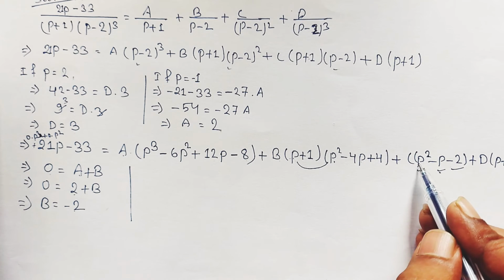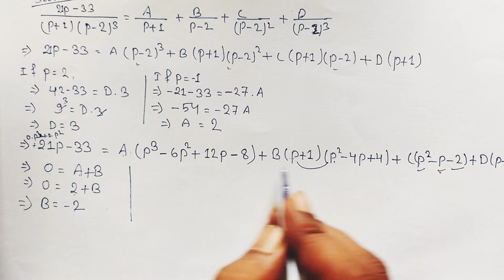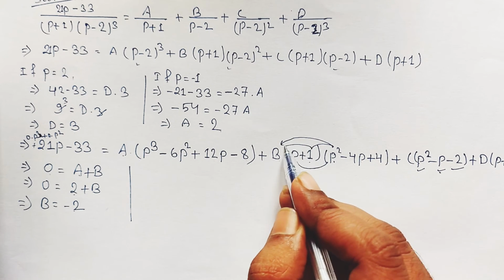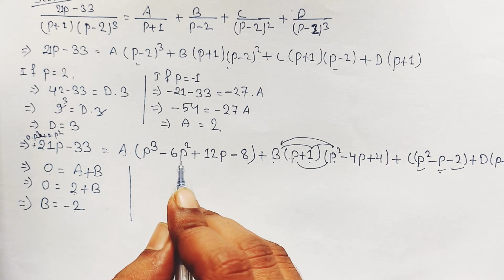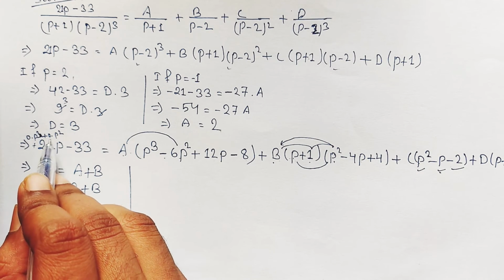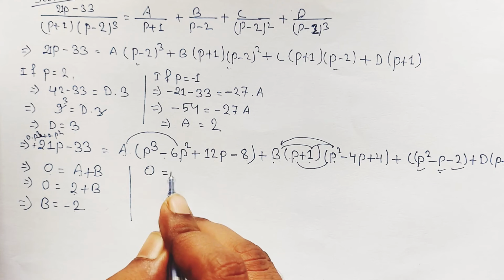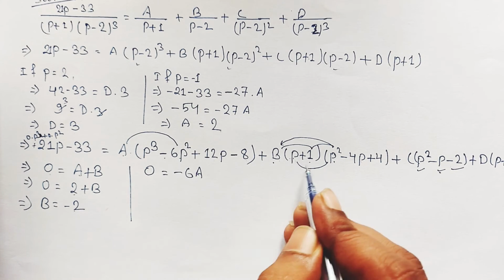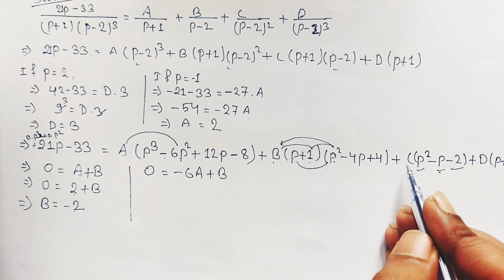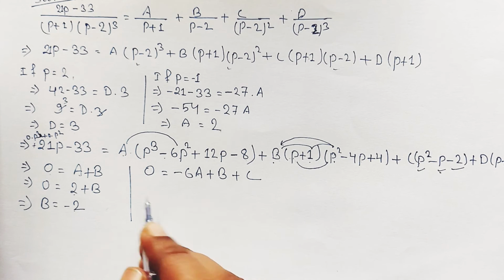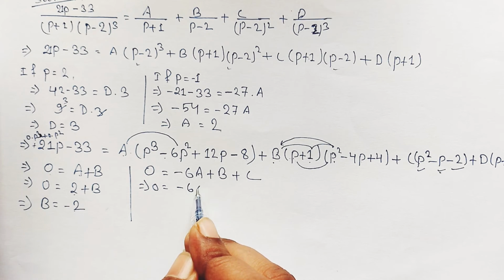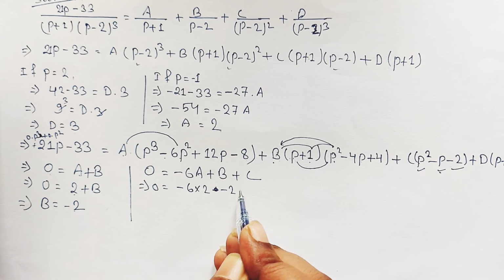Okay, so here the coefficient of p^2 is c, and here p^2 is multiplied with 1 and b, so b, and here a is multiplied with this term, so the p^2 coefficient is -6a, and the coefficient of p^2 on LHS is 0, so 0 equals -6a plus b plus c. We have got the values of a and b, so substitute the values now. So -6 times a, which is 2, plus b, which is -2, plus c.